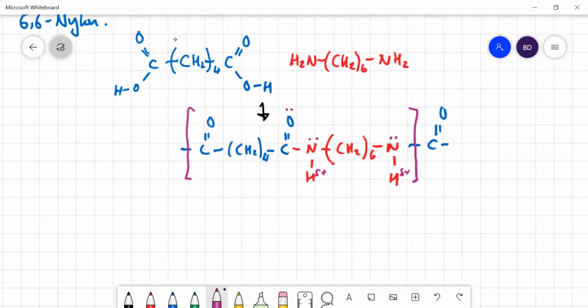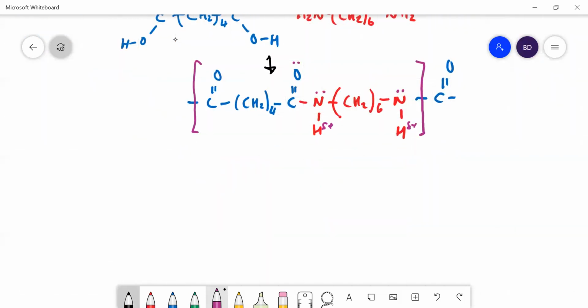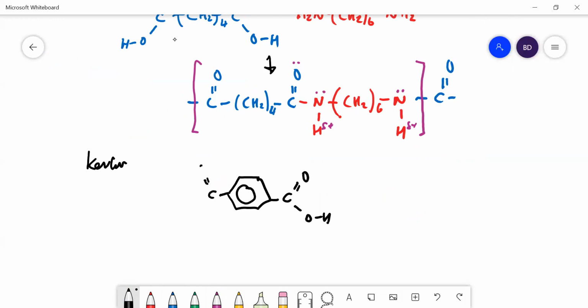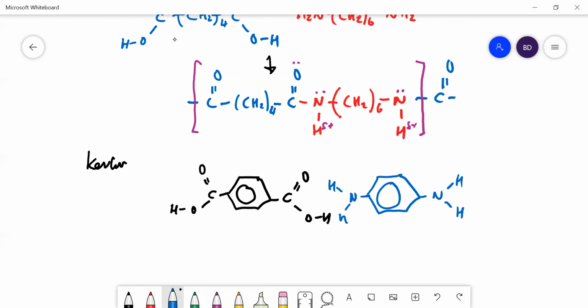The other one you need to know about is called Kevlar, okay? And Kevlar is made from benzene-1,4-dicarboxylic acid again. And the diamine is 1,4-diaminobenzene. So you've got a benzene ring with an amine group at each end. Kevlar is a very tough polymer. They use it to strengthen tires to stop them getting punctures, and they use it in bulletproof vests.